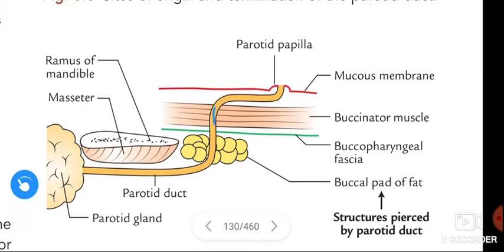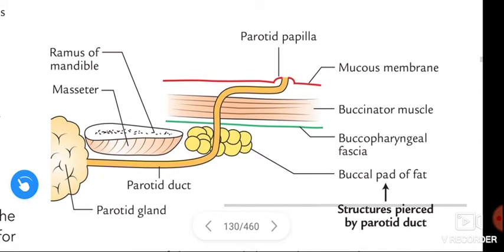Then it pierces the mucous membrane and enters the vestibule of the mouth opposite the crown of the upper second molar teeth. This is the third bending of the parotid duct. Okay, this is about the course of the parotid duct.